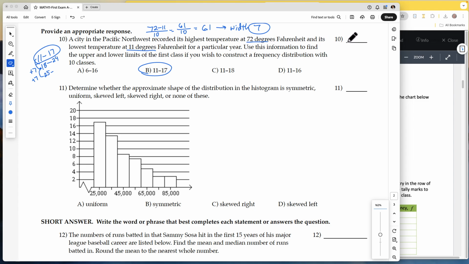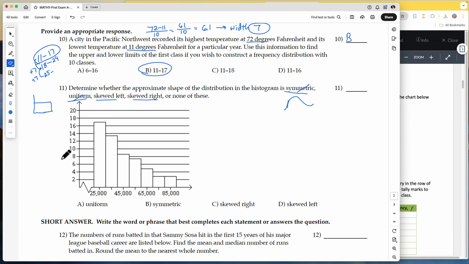So, B. Determine whether the approximate shape of the distribution in the histogram is symmetric, uniform, left skewed, or right skewed, or none of these. So symmetric means it's balanced. It looks the same on both sides. Nope, that's not that. Uniform is a graph that would be straight across, rectangular in shape. Nope, it's not that.